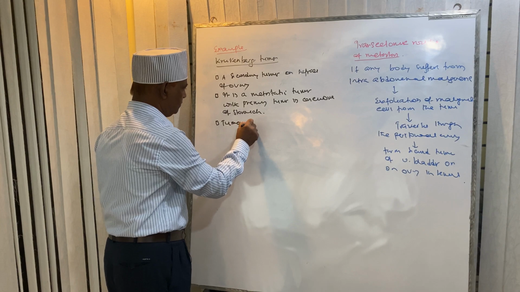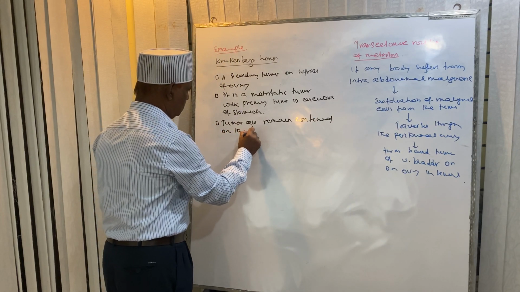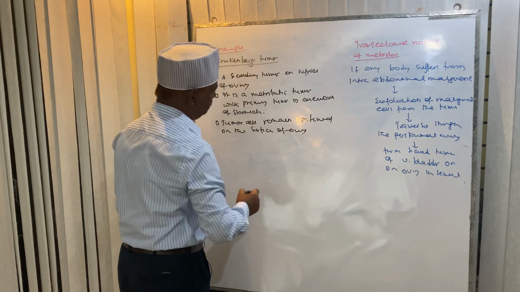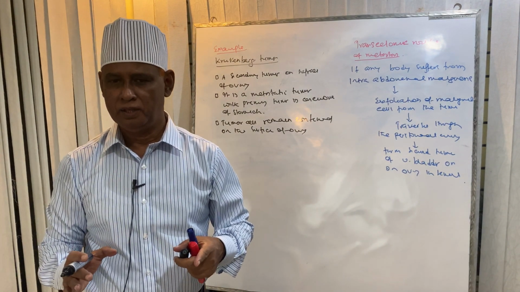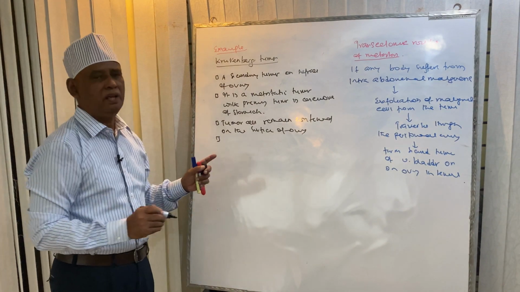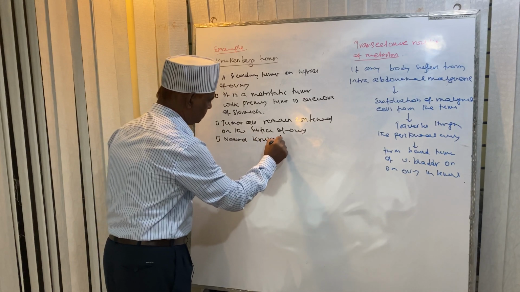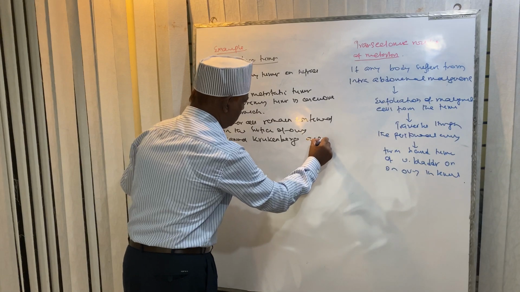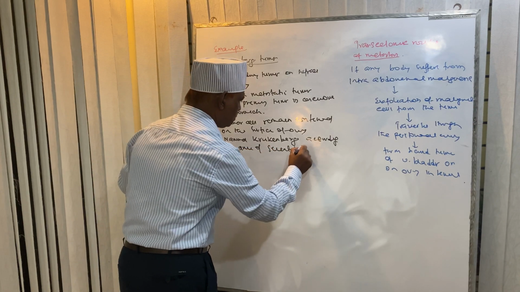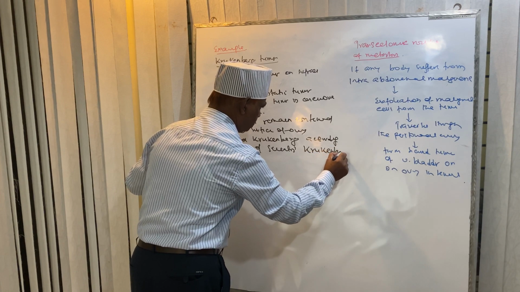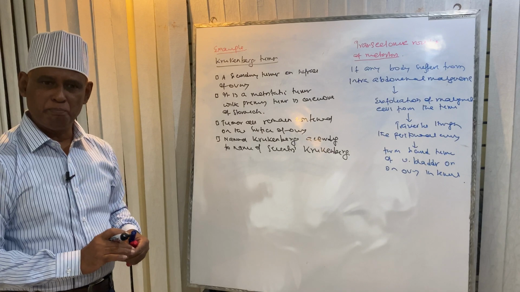Tumor cells remain confined on the surface of ovary and it does not penetrate the ovary. So, tumor cells remain confined on the surface of the ovary and it does not penetrate the ovary. It is named Krukenberg according to the name of scientist Krukenberg. So, this is the Krukenberg tumor, an example of transcoelomic route of metastases.